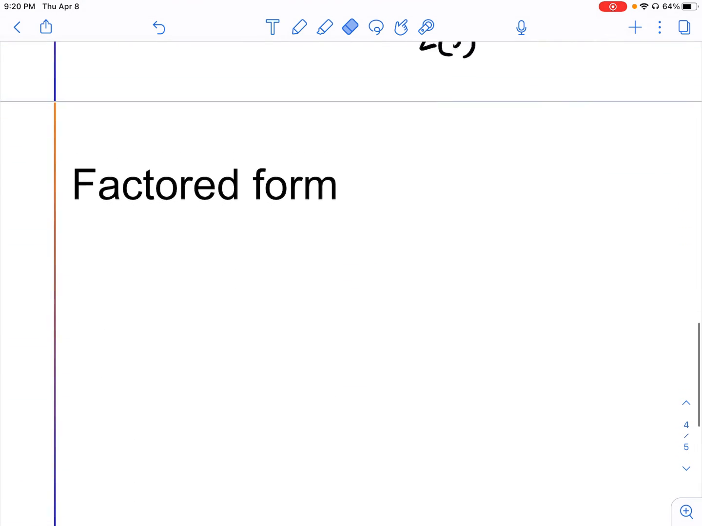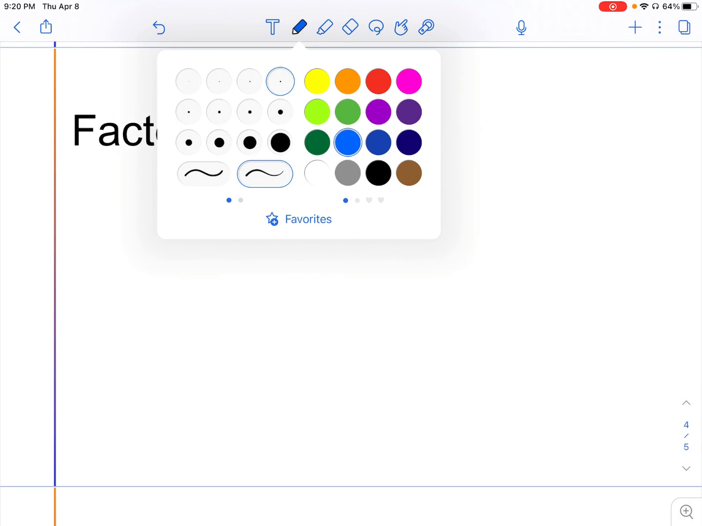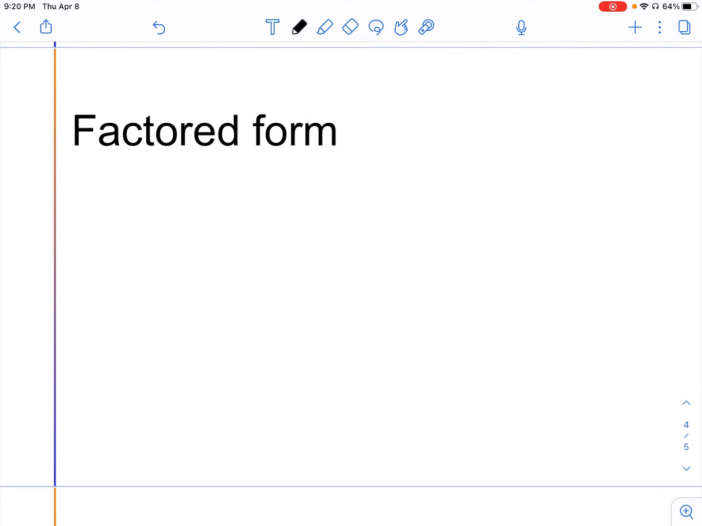Another way that we work with quadratics is what's called their factored form, and we've taken a look at this a little bit before to introduce it. Let's take, for example, another equation in standard form, x squared minus 3x plus 2 equals 0. So we're in standard form.